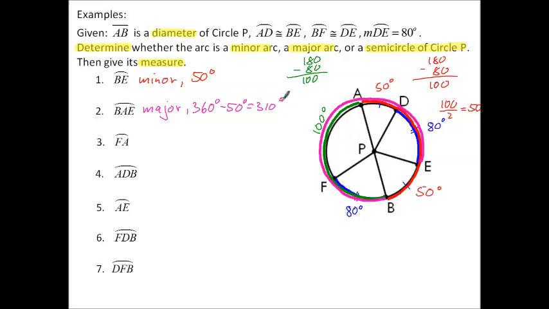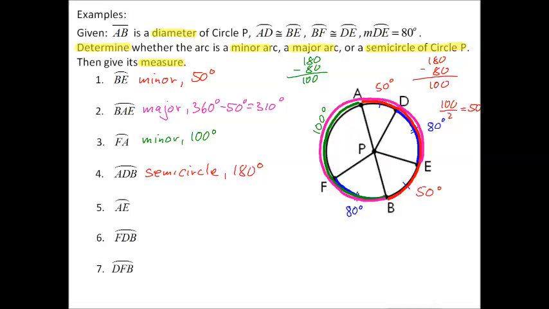And then we were asked about arc FA. And arc FA we have already figured out before. Arc FA is 100 degrees. And it is a minor arc therefore, measuring 100 degrees. Next we're supposed to find arc ADB. Arc ADB we had found before because that is actually a semicircle, and semicircles always measure 180 degrees.